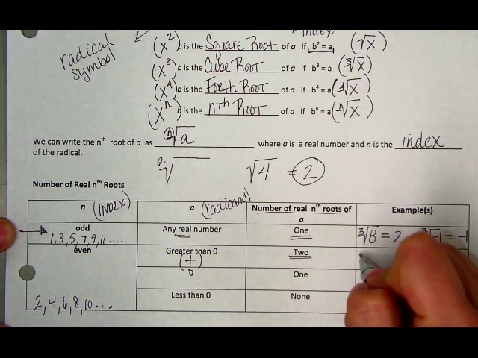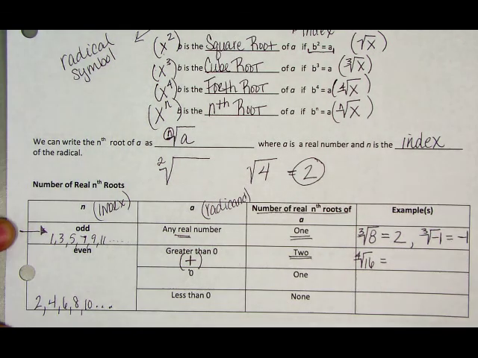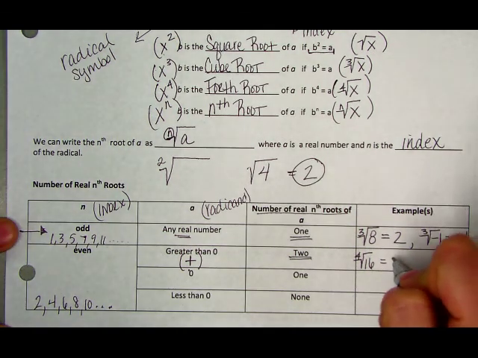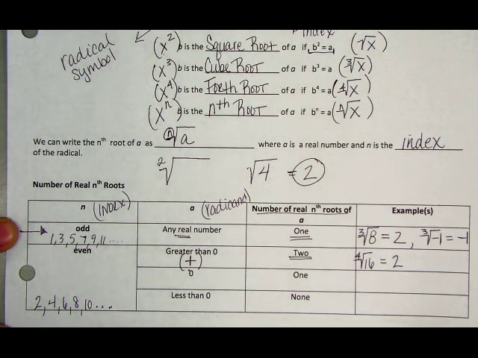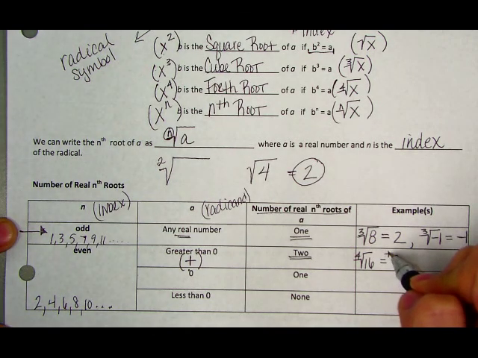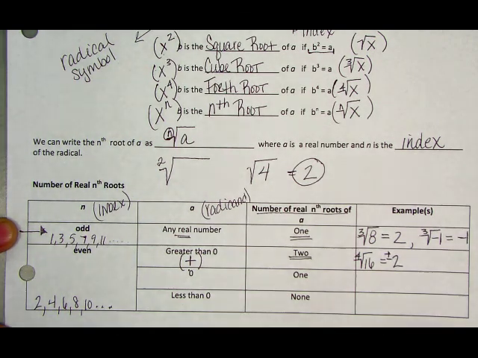So an example of this would be the 4th root of 16. Well, what number times itself 4 times gives us 16? Well, that would be 2. But that would also be negative 2, because negative 2 times itself 4 times also gives us 16. So we would write our answer is positive or negative 2.